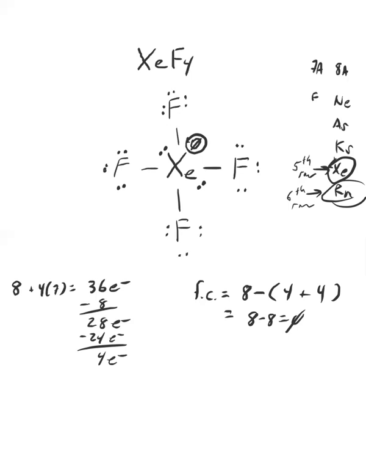That's section 8.8, which is exceptions to the octet rule. And we really just have one more topic, which is bond enthalpy. That's 8.9. So we'll look at that tomorrow, which is Thursday, and that will wrap up this chapter. We'll be done with chapter 8.